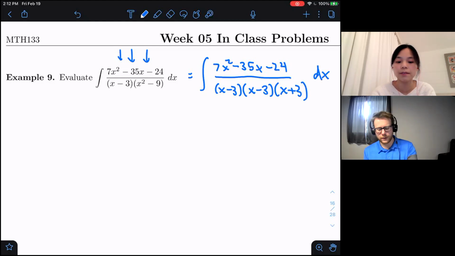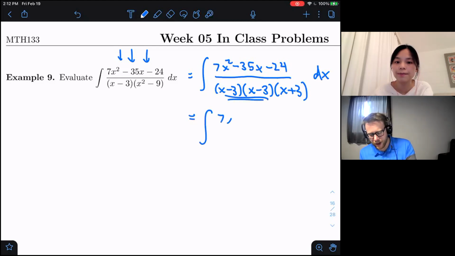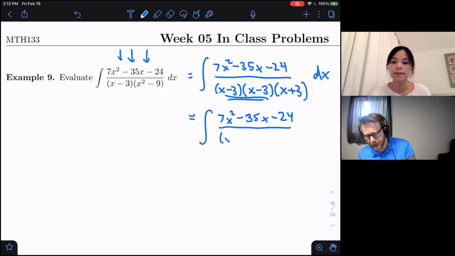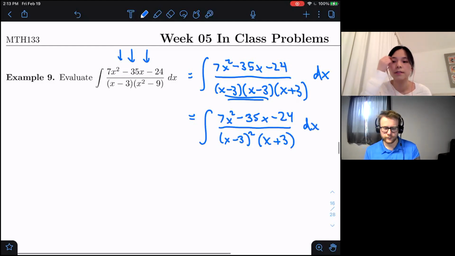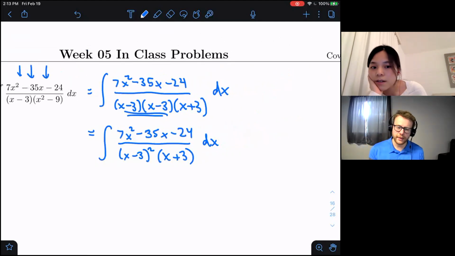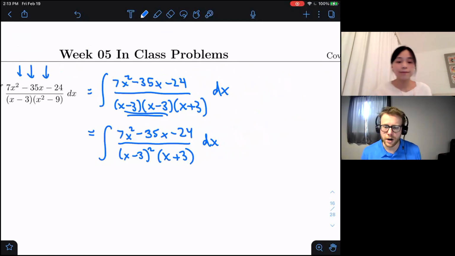And so now it looks like we have 2 of these x minus 3s. So maybe my final way that I'm going to write this before I actually go for partial fractions is going to be this x minus 3 quantity squared times x plus 3. Now with it written like this, I can confidently say what my partial fractions decomposition needs to be.